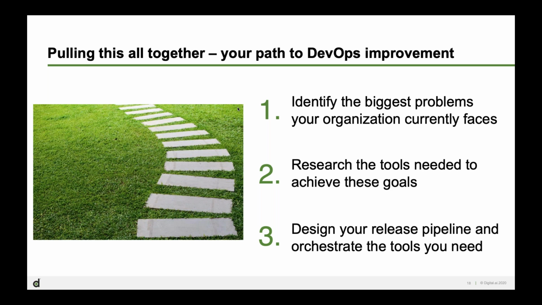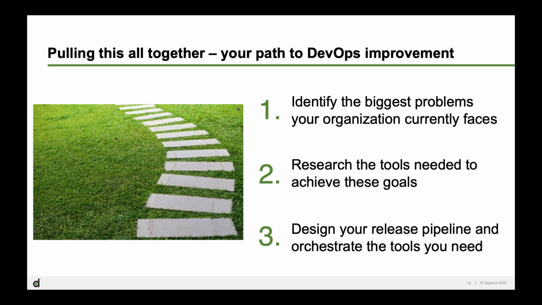The next step is to research the tools that, if you were to implement them, would help you achieve these goals. One way of doing this would be to use the periodic table of DevOps to know who are the available players in each of the different areas of DevOps that would help resolve these specific types of problems. And finally, once you've figured out which tools you think will help your organization the most, you can then go ahead and design your release pipeline and then implement it to actually make this into a reality and gain these benefits across your organization.